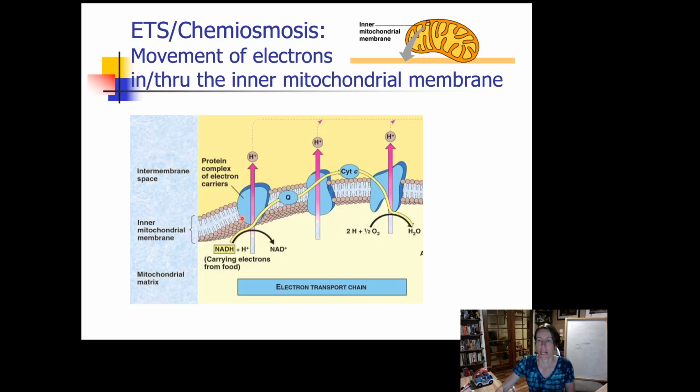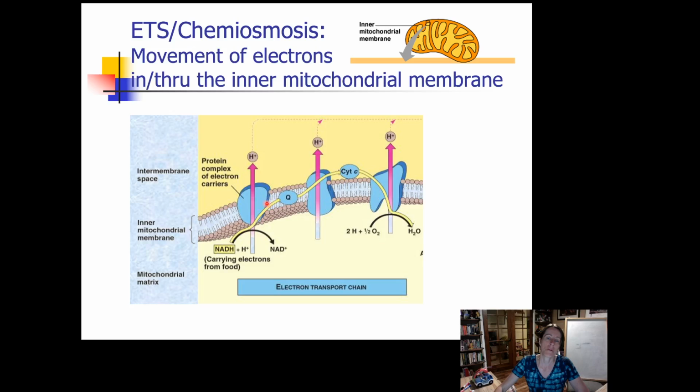All right, so here's my high energy electrons, and they're going to be given to this first protein in the chain. So this protein can accept these electrons. This protein then passes the electrons to this molecule, which then passes them to this molecule, which then passes them to this molecule, which then passes into this molecule. So it's like a bucket chain, and these electrons get passed down from molecule to molecule to molecule. As they pass from molecule to molecule, this yellow line is the path of the electrons.